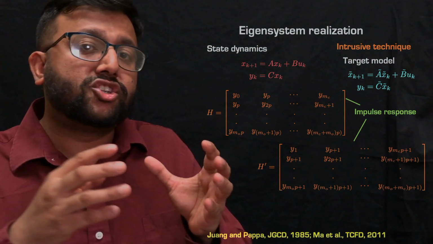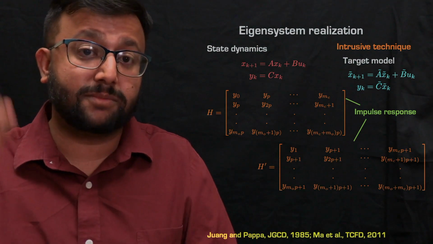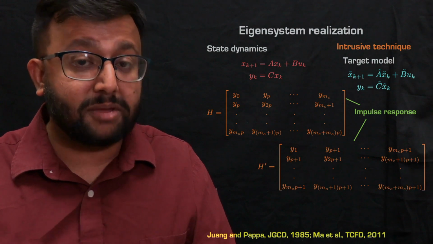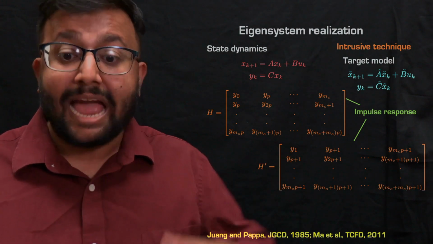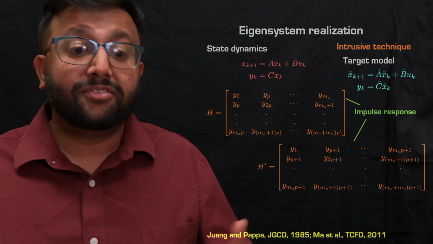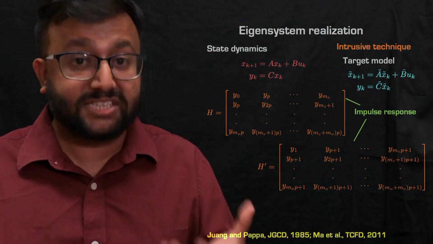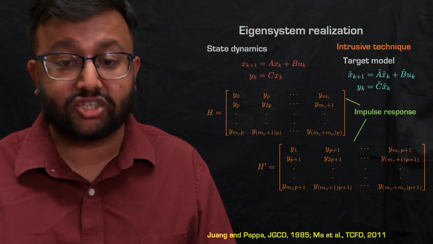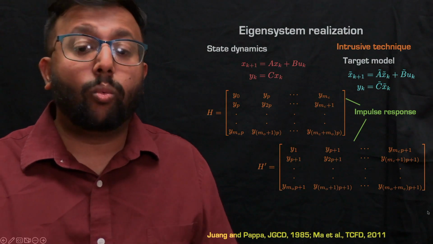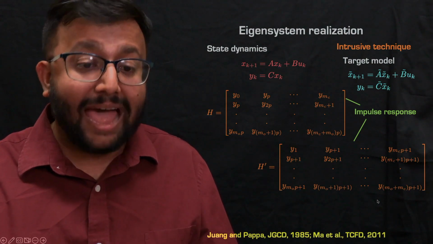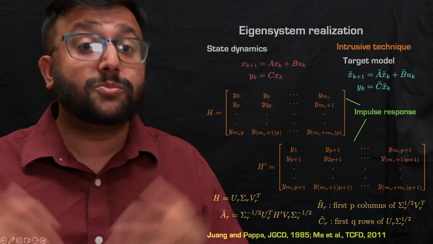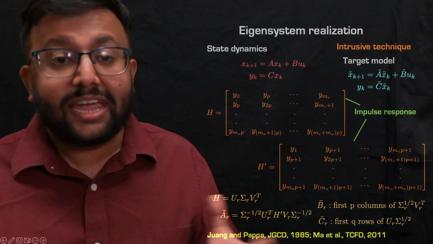So we are not going to just collect the data of the original system. We are going to add some impulse perturbations, some impulses in U, and then we are going to measure the different state outputs of the system, Y, and then we are going to assemble this Hankel matrix H and H prime.